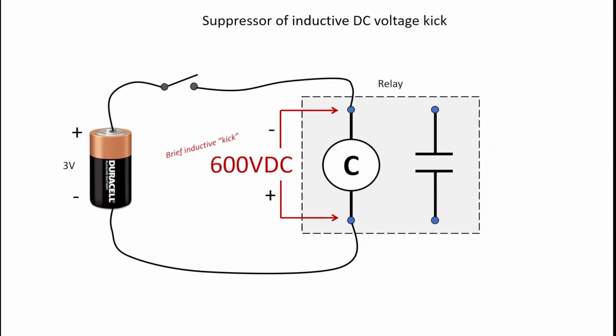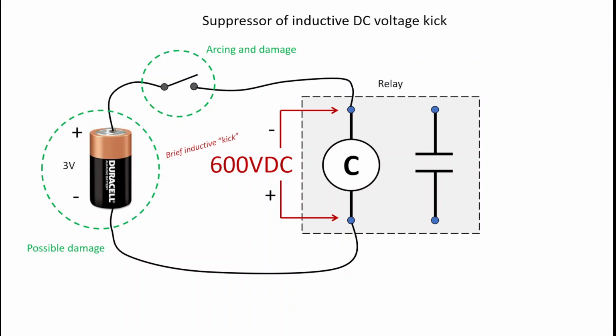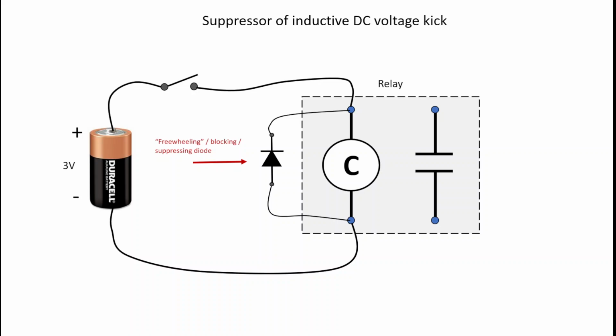Now, this inductive kick of voltage could be destructive to other apparatus in the circuit, especially electronic controls or programmable logic controllers that might be supplying it, as opposed to just a basic battery. So, to prevent this from happening, we connect a diode into the circuit. And it's a freewheeling or blocking or suppressing diode, just different names that are used for this application. So we close the switch and it has no effect on the coil. There's still a little bit of current that flows, the relay contact closes, and the diode is reverse biased.